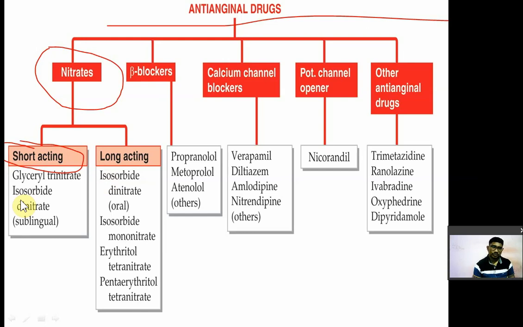First see the short acting nitrates. Glyceryl trinitrate and sublingual isosorbide dinitrate are known as short acting drugs. Sublingual isosorbide dinitrate is short acting, but if you use isosorbide dinitrate orally, it is longer acting. Then isosorbide mononitrate is longer acting. Then erythritol tetranitrate is also longer acting. Then pentaerythritol tetranitrate is also longer acting.